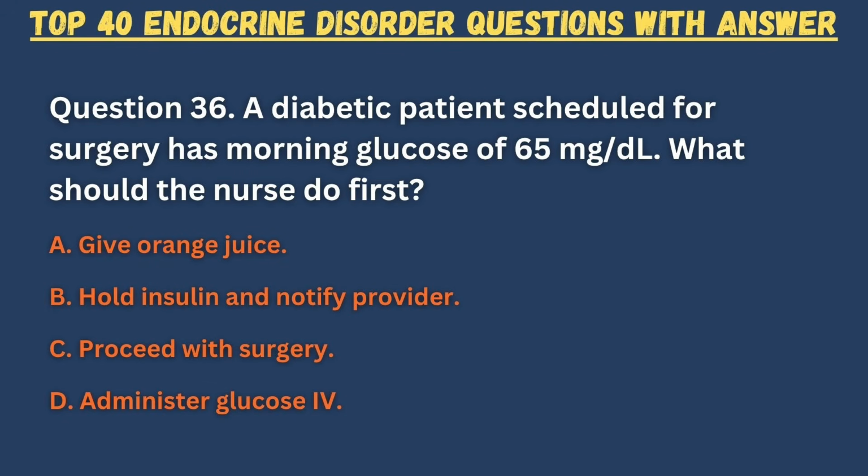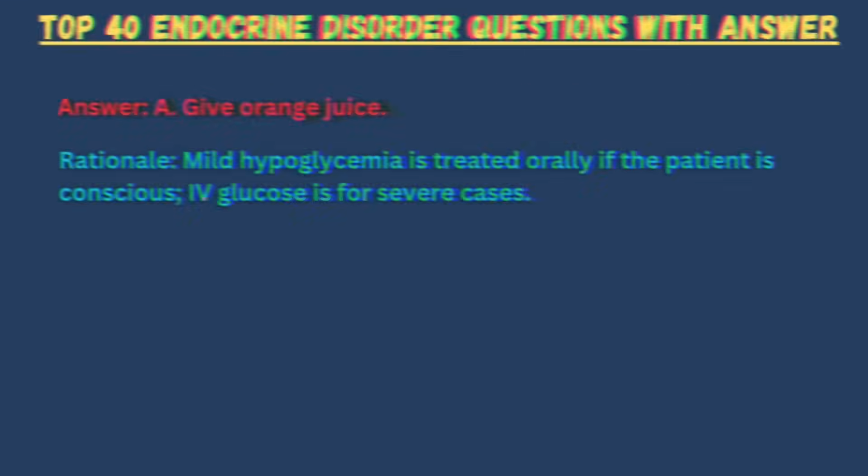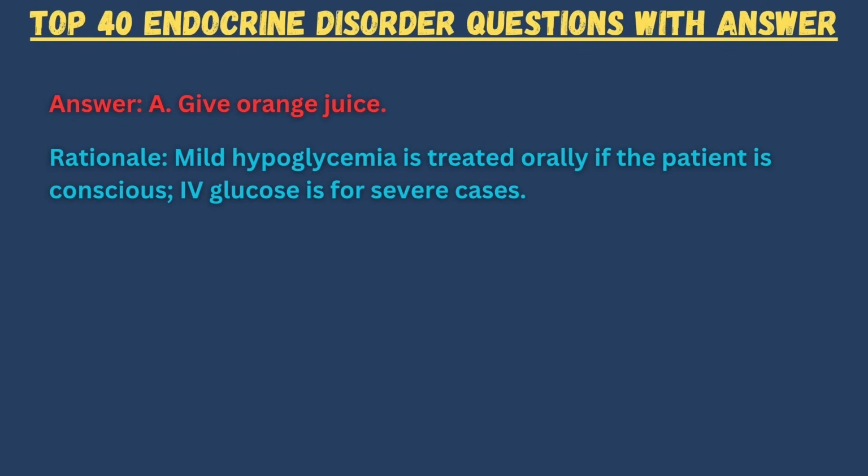Question 36. A diabetic patient scheduled for surgery has morning glucose of 65 milligrams per deciliter. What should the nurse do first? A. Give orange juice. B. Hold insulin and notify provider. C. Proceed with surgery. D. Administer glucose IV. Answer: A. Give orange juice. Rationale: mild hypoglycemia is treated orally if the patient is conscious. IV glucose is for severe cases.